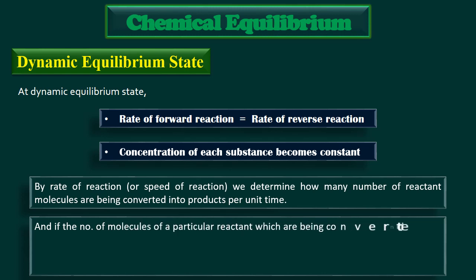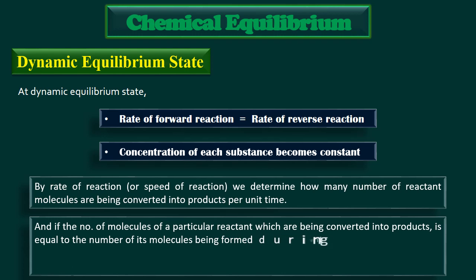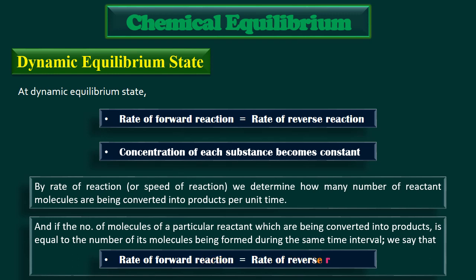And if the number of molecules of a particular reactant which are being converted into products is equal to the number of its molecules being formed during the same time interval, we say that rate of forward reaction is equal to the rate of reverse reaction.